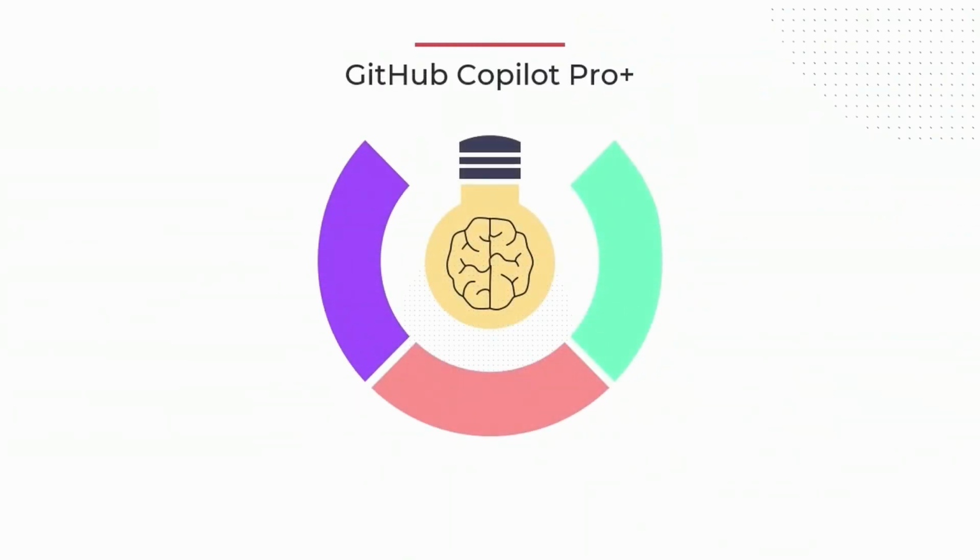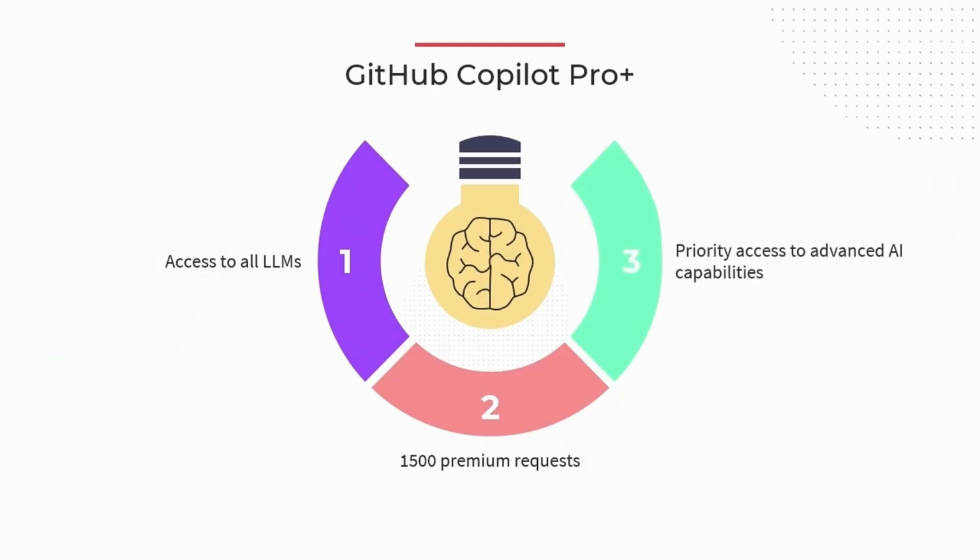Copilot Pro Plus is for power users who want the best performance and most model access. This version has everything that the free and pro versions have, plus a lot more access to advanced features. This level has full access to all LLMs that Copilot currently has, a maximum of 1,500 premium requests with the ability to pay as you go for additional requests, and priority access to advanced AI capabilities as they become available.